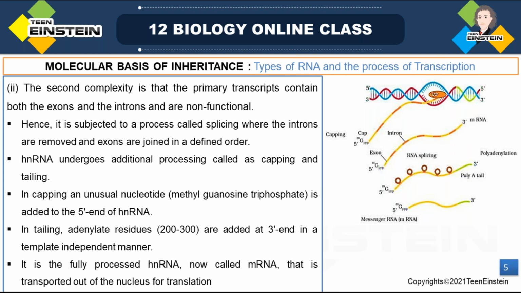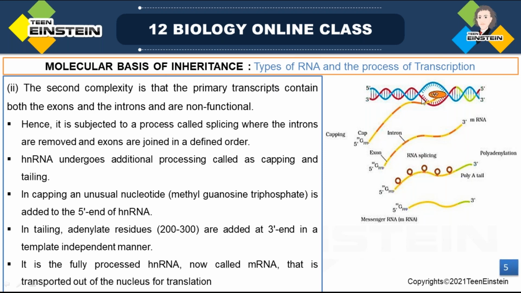Okay, so like this, hnRNA is fully processed, and after that, it is called mRNA. hnRNA is the precursor of mRNA, right? So to make that hnRNA productive, whatever they will do, first splicing, then capping and tailing. Okay. So the second complexity is that the primary transcript contains both the exons and the introns, which are non-functional.